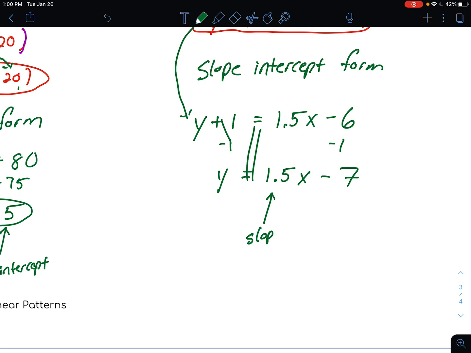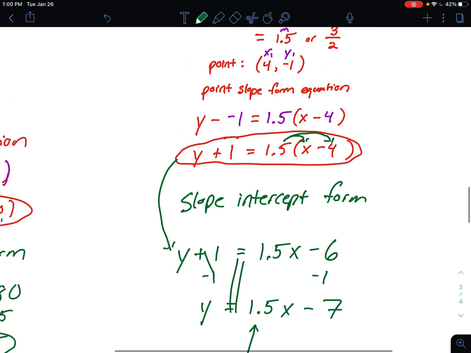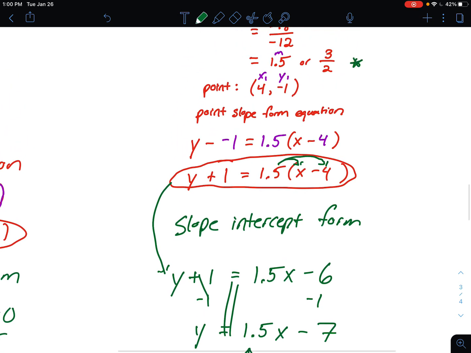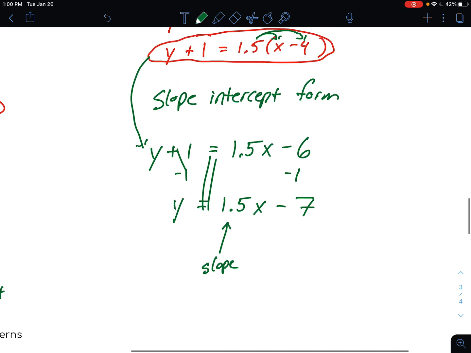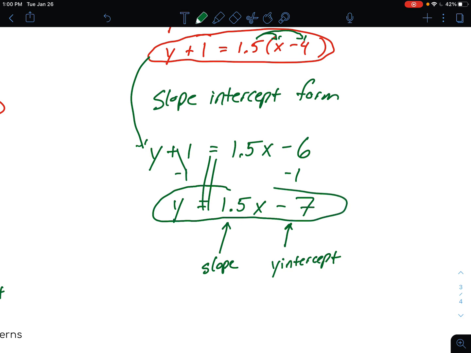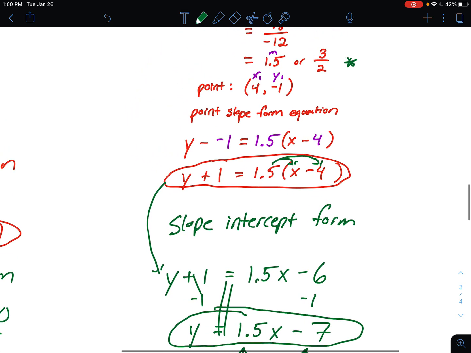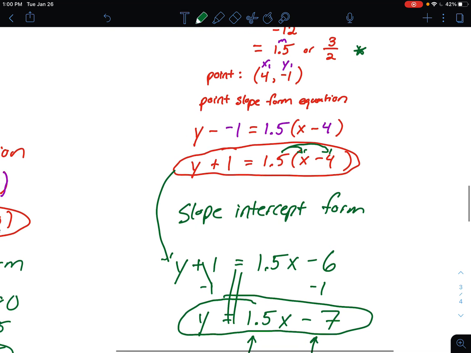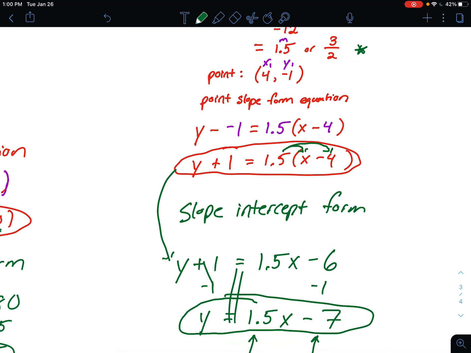Again, 1.5. Notice that stayed as the slope. So our slope back up here was 1.5. That hasn't changed. But what we now know is our y-intercept value is negative 7, which we didn't know before. At least we couldn't see that very clearly. So now we have the slope-intercept form. So now we have the equation written in two different forms, the point-slope form and the slope-intercept form.